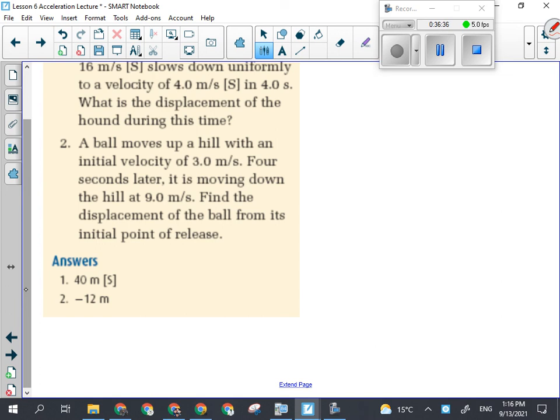Okay, so a ball moves up a hill with an initial velocity of 3 meters per second. So what I write in my givens, I don't put the positive on yet. 3 meters per second uphill. Okay, vf is 9 meters per second downhill. Right, and that happens 4 seconds later. This is something I don't like about what this book does. How many significant digits does four have?